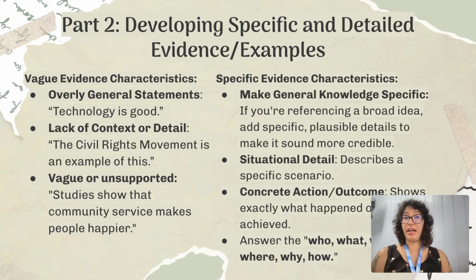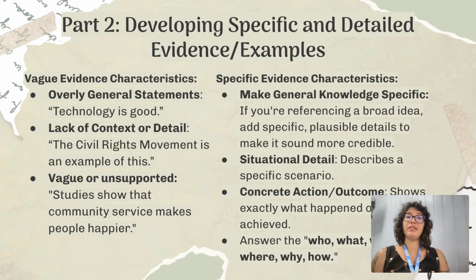Moving on to our evidence and examples. We want to make sure evidence is specific and detailed, but we don't want to make up numbers and facts, right? So how do we do that? Well, we need to avoid overly general statements. So just saying technology is good, community service is good. Like, yeah, that's really general.